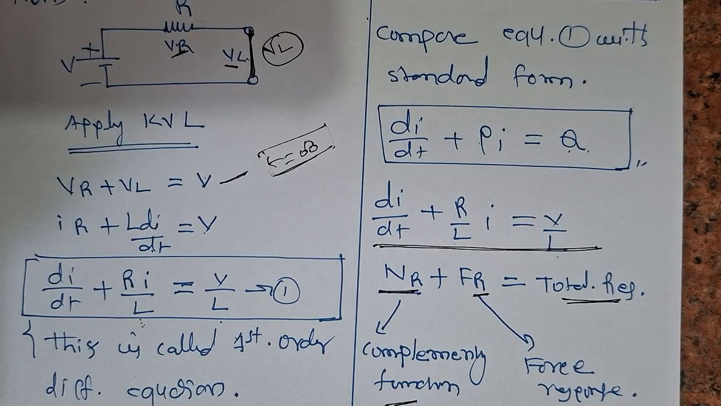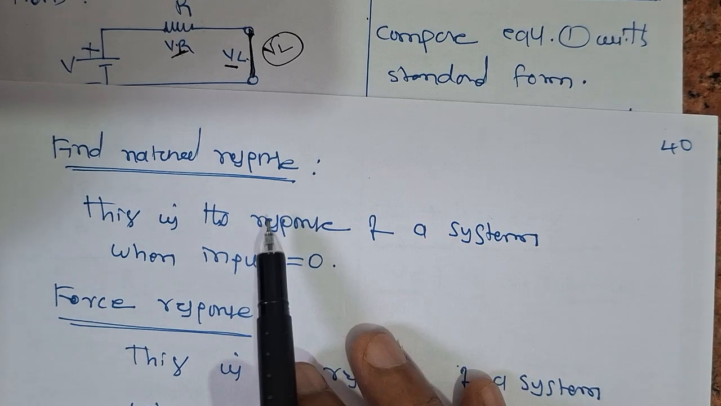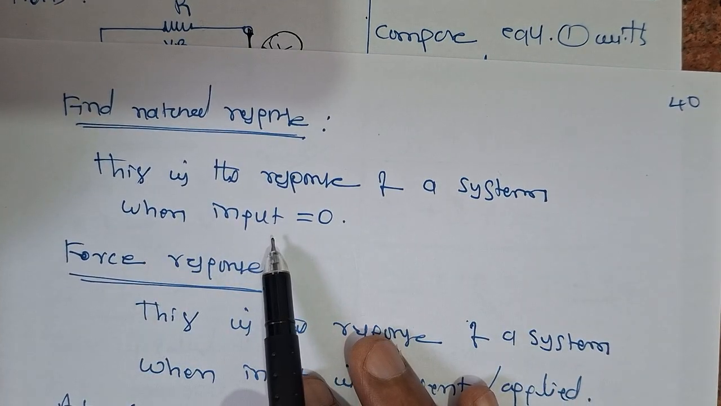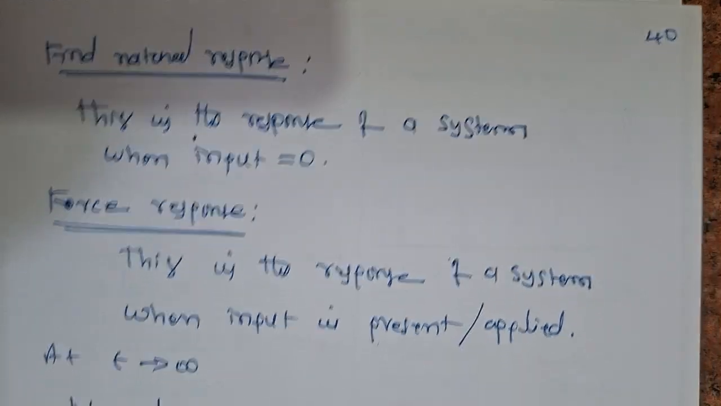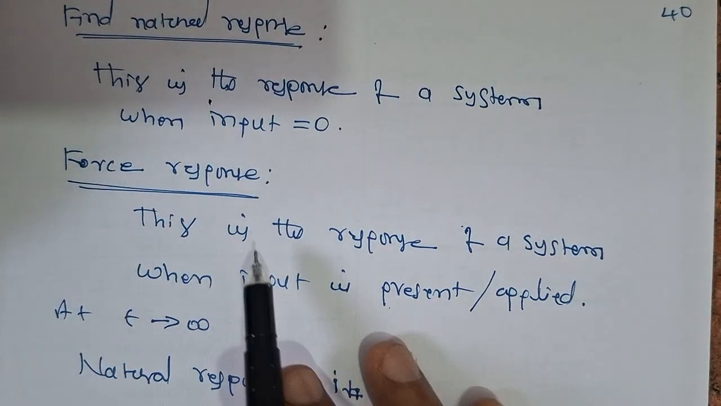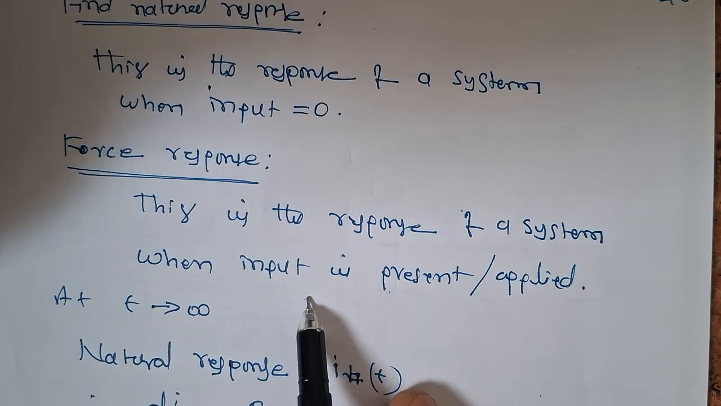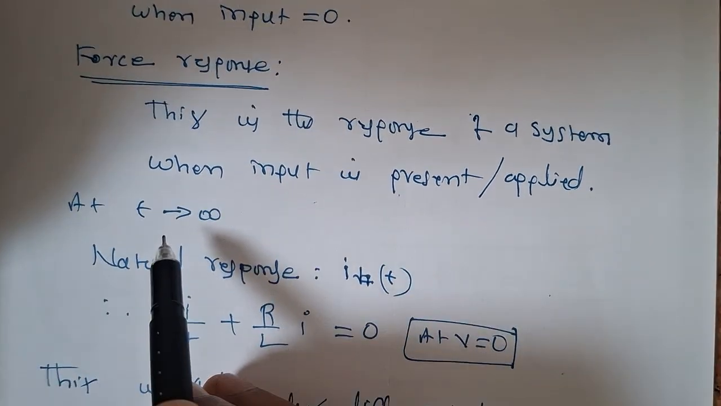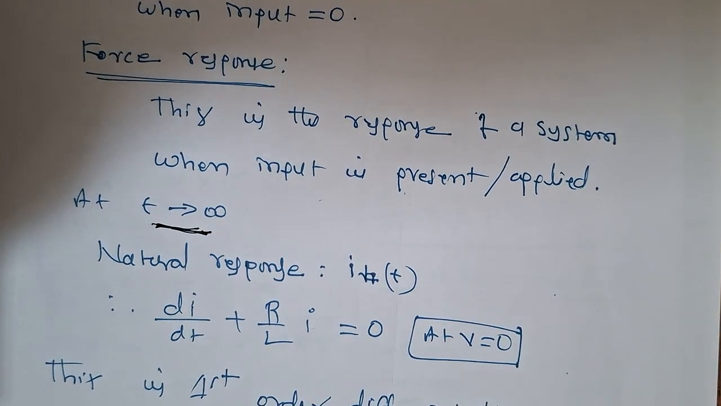So now let us see, this is the total response of the RL circuit. Okay, find the natural response. This is the response of a system when input is equal to 0. There is no input, and that is called the natural response. What is a forced response? This is the response of a system when input is present or applied. So at t, what is the input here? At t is equal to infinity, we are applying voltage across the circuit.